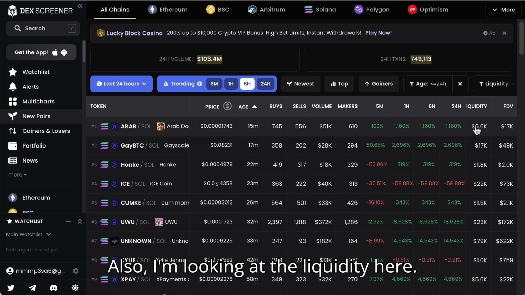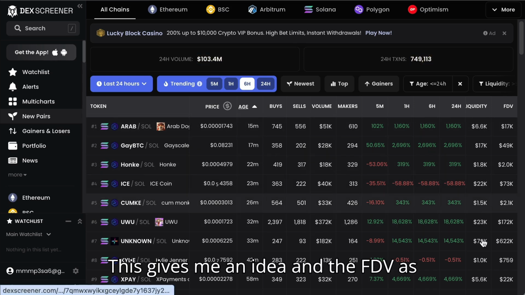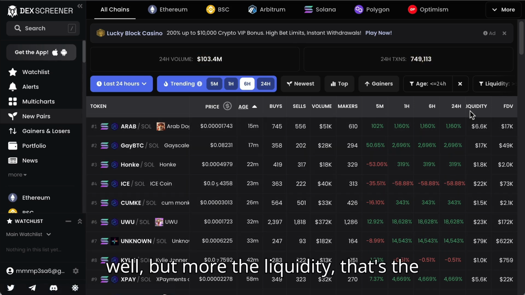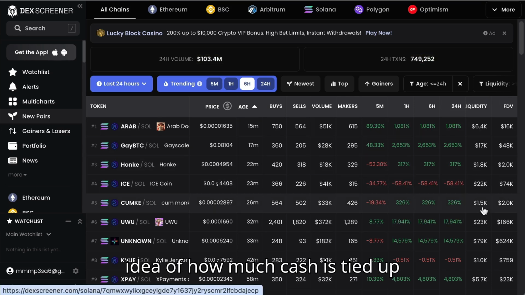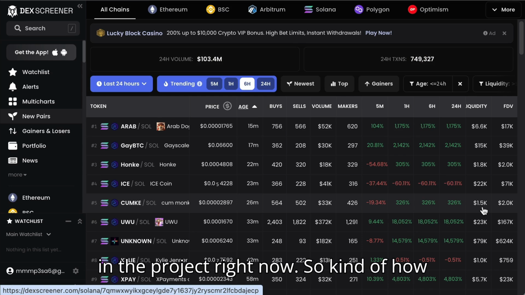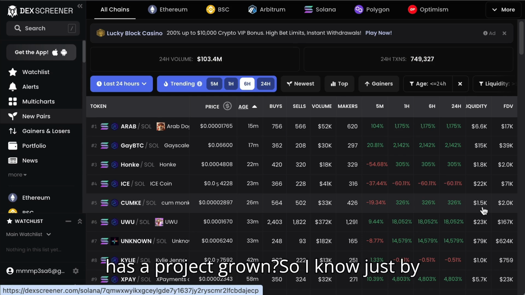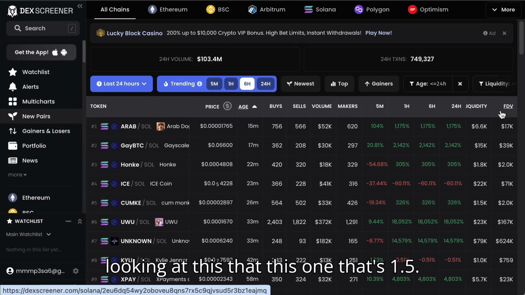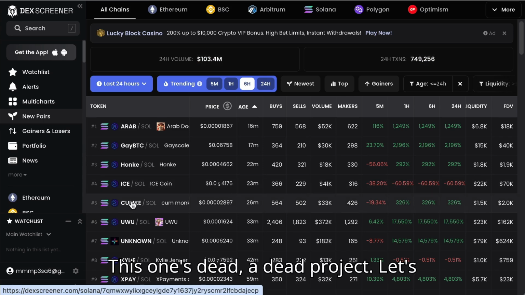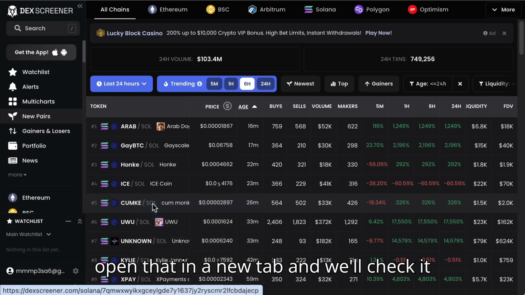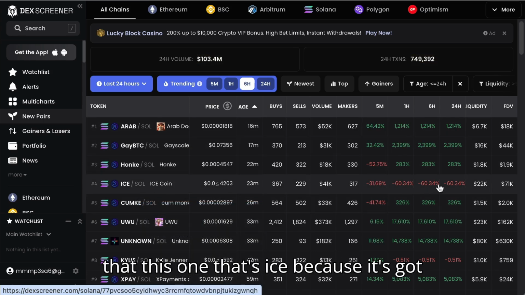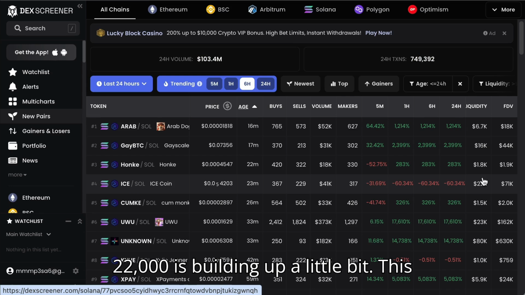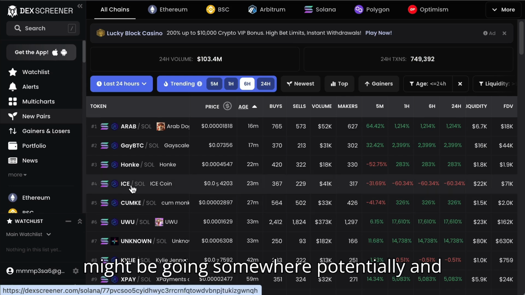Also, I'm looking at the liquidity here. This gives me an idea, and the FDV as well, but more the liquidity. It gives me an idea of how much cash is tied up in the project right now. So kind of how has the project grown? So I know just by looking at this, that this one that's 1.5, this one's a dead project. Let's open that in a new tab and we'll check it in a minute. And I know straight away that this one that's ICE, because it's got 22,000, is building up a little bit. This might be going somewhere potentially.